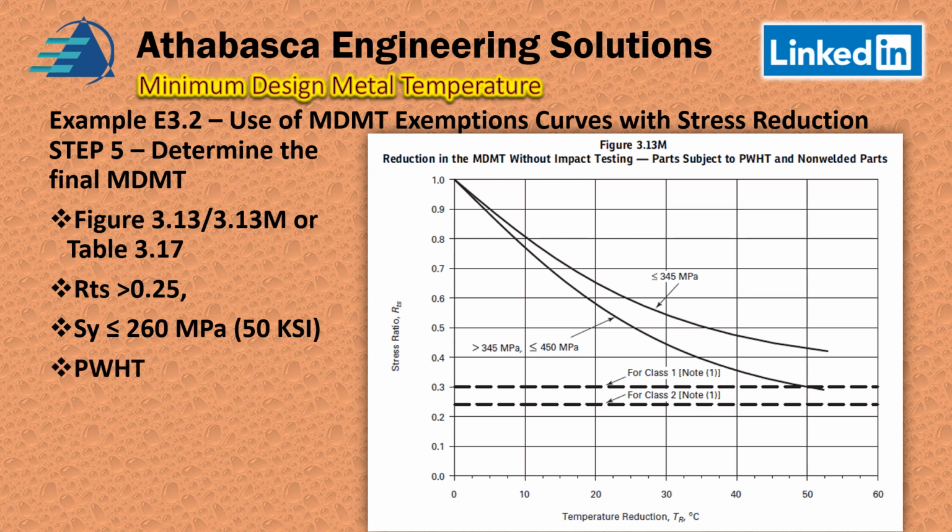So let's start. And of course, we have post-weld heat treating. We have non-welded parts. So we have a ratio. Our ratio that we calculated last slide was 0.71. We go across, and we use the values for less than 345 megapascals. We go across and down, and then we finally end up with our temperature reduction of 15.8 degrees centigrade.